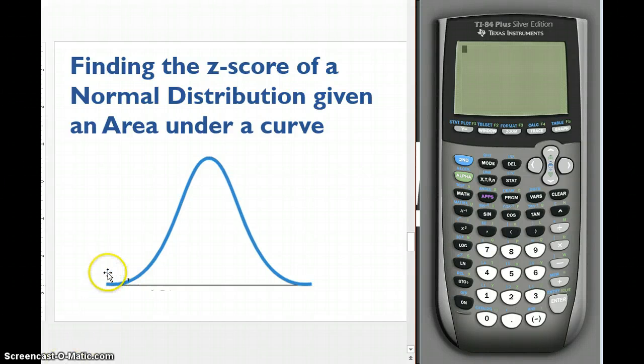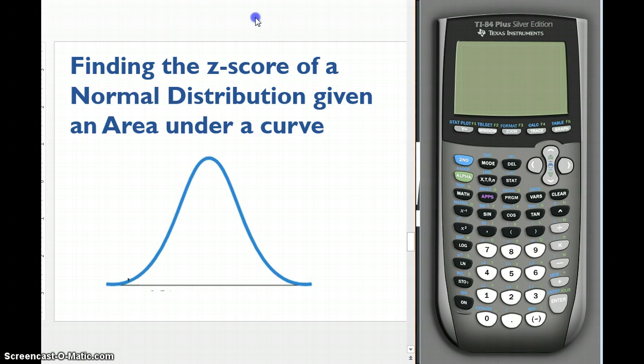In this video, I wanted to show you guys how to find the z-score of a normal distribution given an area under the curve. So this video is different from the last video in that with the last video, you're given two z-scores, a lower bound and an upper bound, and you're trying to figure out the area of the curve. But this is the inverse of that.